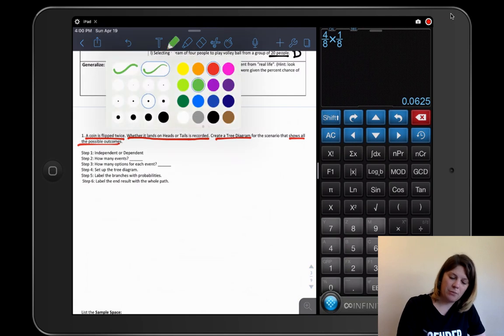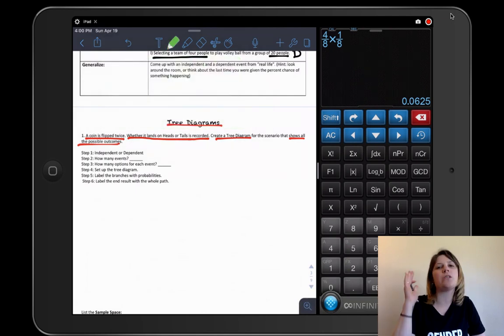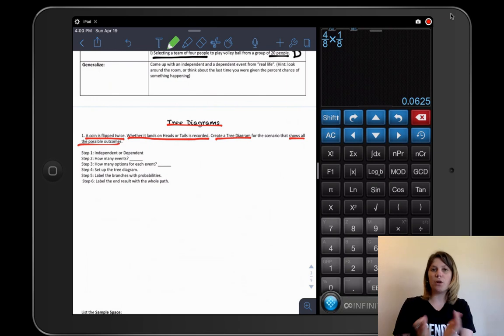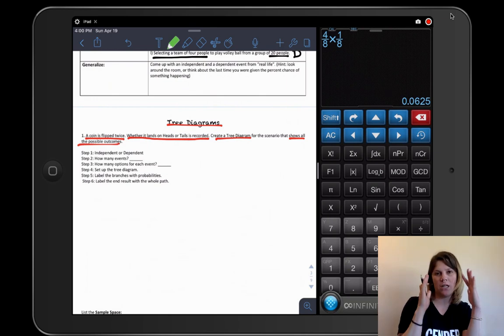So the first thing we need to talk about is step 1 here, and I've broken it down into steps. Again, this is me just giving you a really good framework for how to do this. If you want to do it differently, you can.